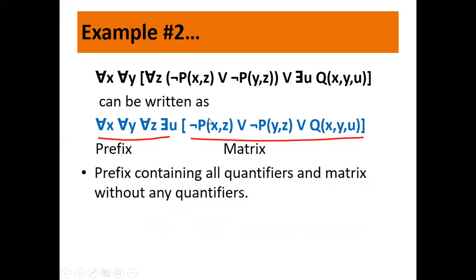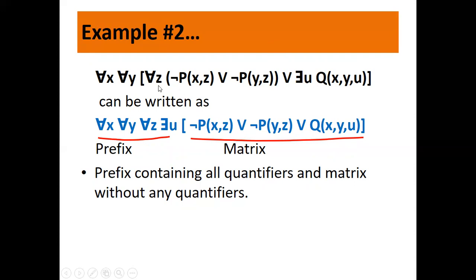Now I want you all to look at the statement carefully. The scope of for all Z is limited to this bracket, that is negation of P x z or negation of P y z, right? And the scope of there exists U is limited only to Q.